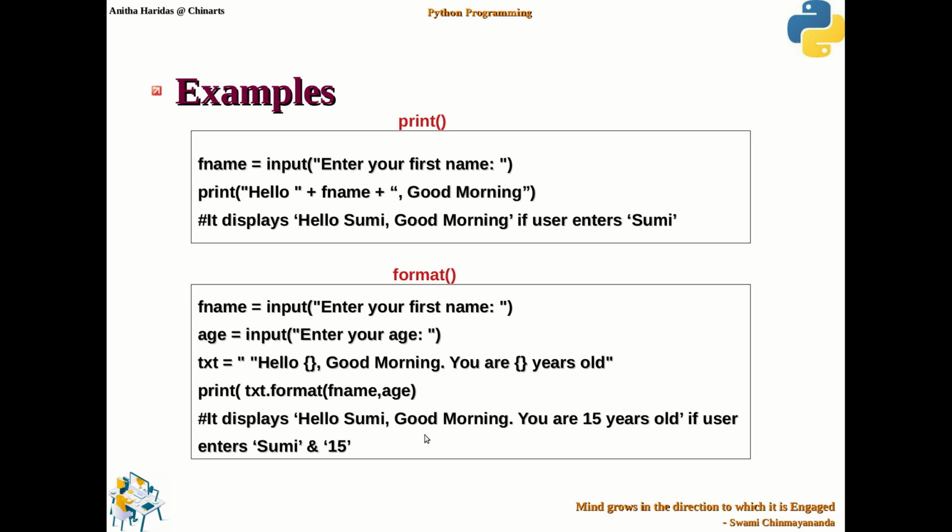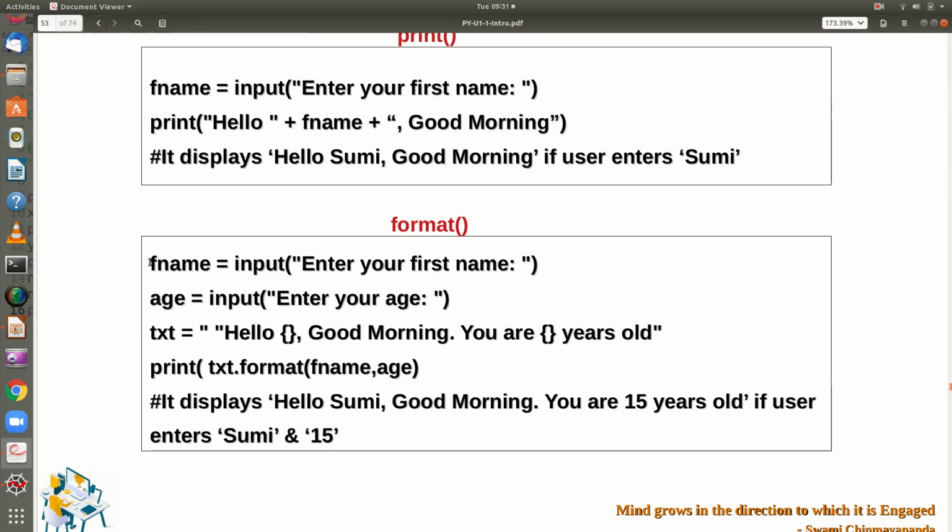So if the user enters Sumi and 15 for the first name and age, it will display: hello Sumi, good morning, you are 15 years old. F name contains a value of Sumi, age contains a value of 15. So Sumi will be given for the first placeholder, 15 will be given for the second placeholder. If you want, let us try this in our Spyder.